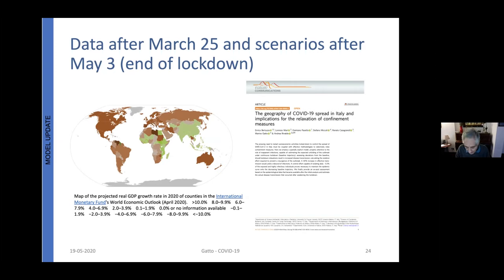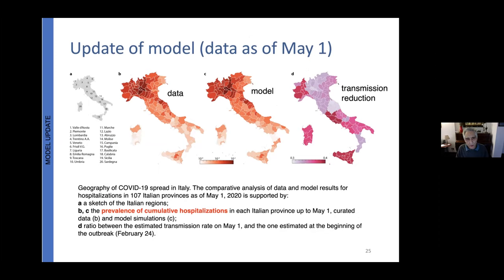Now, of course, the first thing we had to do was recalibrate the model between March 25 and May 3, the end of the lockdown, which we did. And so we updated the model. And here again, you see at the end of April, beginning of May, the data, the cumulative hospitalization, and the model. And then we also calculated the transmission reduction. The transmission was down to say 0.3, 0.4, depending on the regions and provinces.